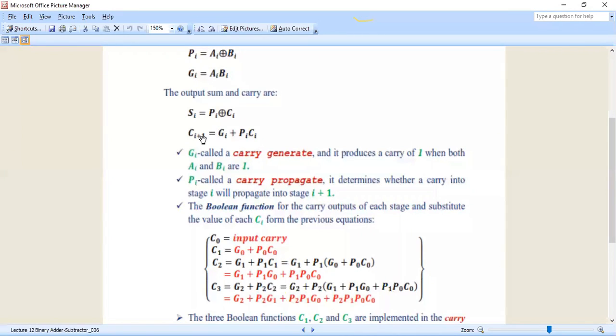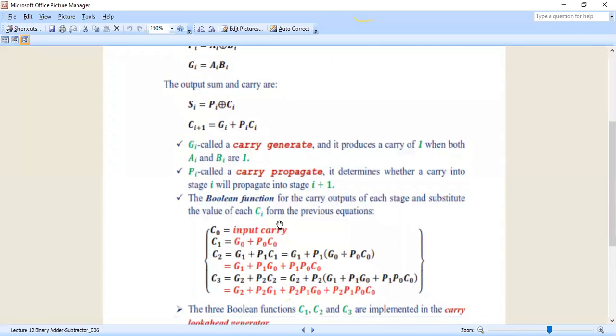Then next the i value will be 1, so 1 plus 1, 2. And what is the equation? C2 is equal to G1 plus P1 C1. And C1 is G0 plus P0 into C0. Then this is the final equation for C2.